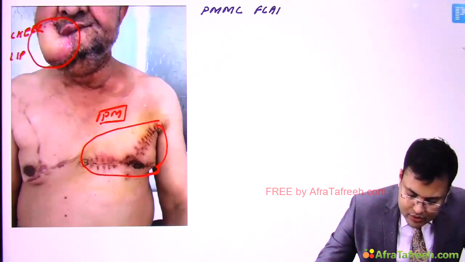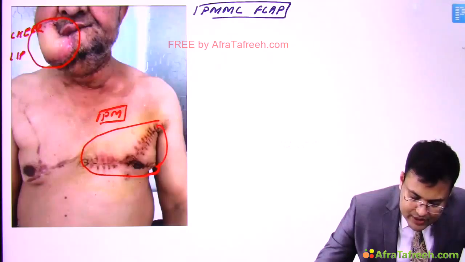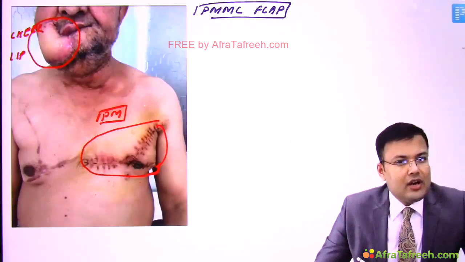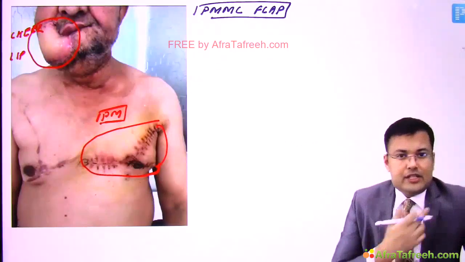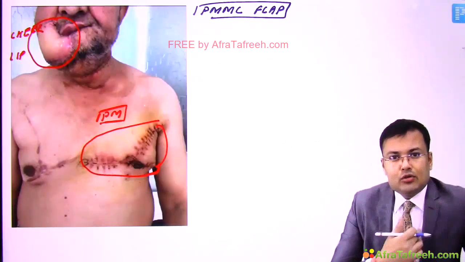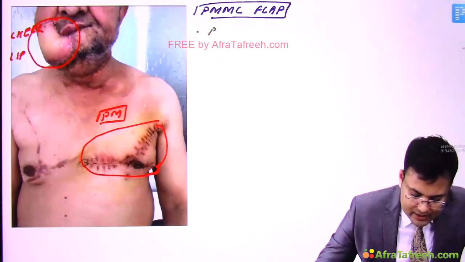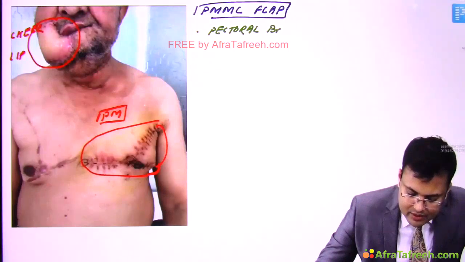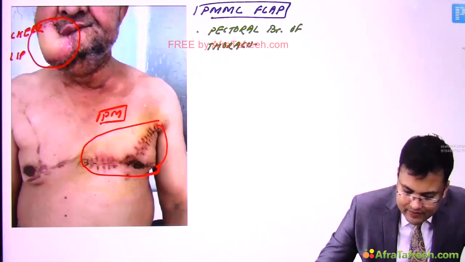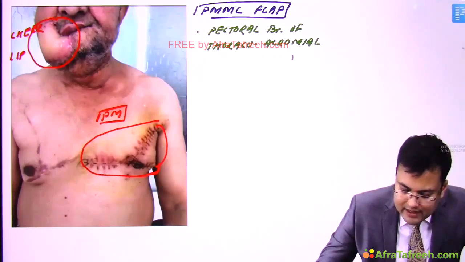So this is pectoralis major myocutaneous flap, and it is based on which vessel? So it is based on pectoral branches of thoracoacromial vessels. So this is very important. It is based on pectoral branches of thoracoacromial vessels.